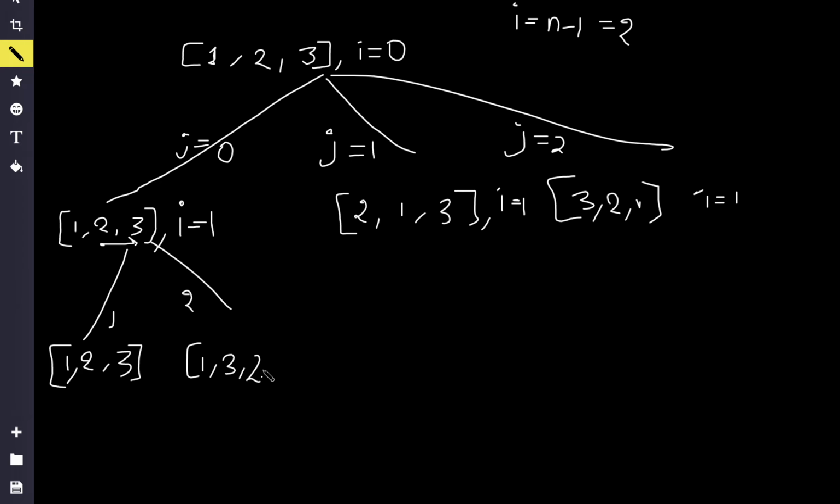In this case also, in both the calls, we will be calling with I equal to I plus 1. So our I in this case will be 2. Similarly, in this case also, I would have been called with 2.